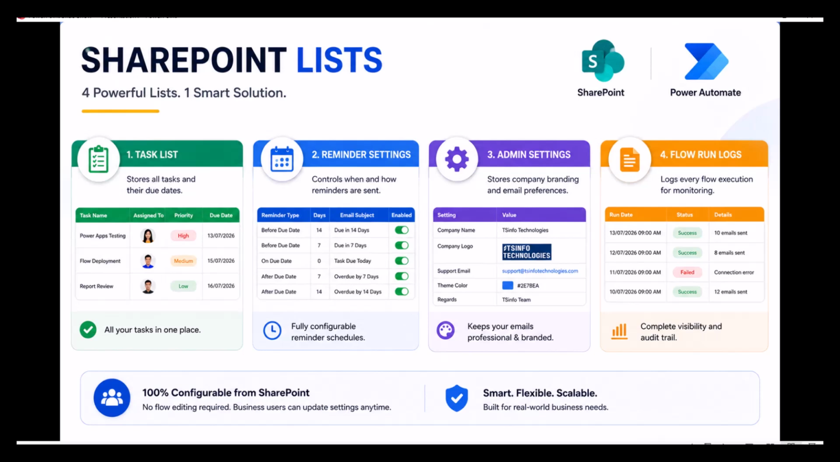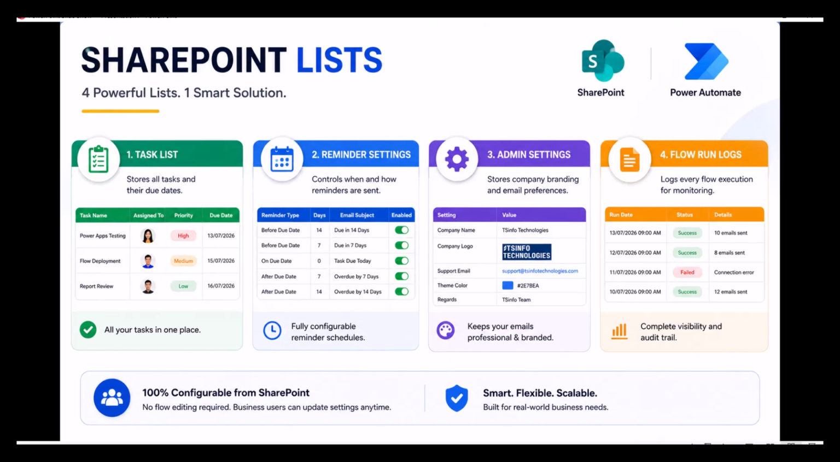This solution uses only 4 SharePoint lists. The first SharePoint list stores all tasks. The second SharePoint list controls reminder schedules. The third SharePoint list stores company branding like company logo, support email, theme color, company name, regards. And the fourth list stores every flow execution. This makes the entire solution configurable, so it can be changed in future without editing the flow. Even a business user can change the reminder schedule directly from the SharePoint list.